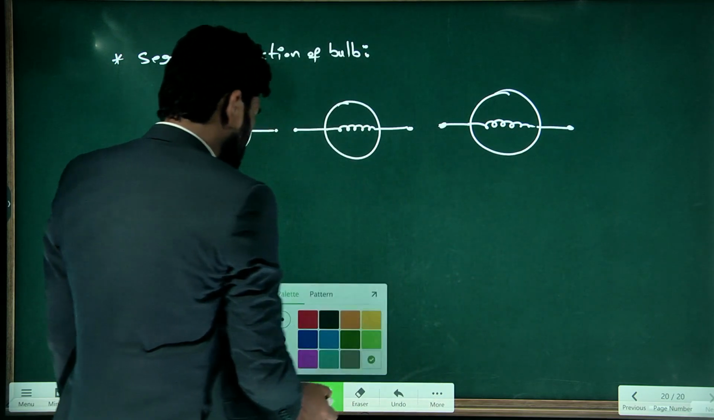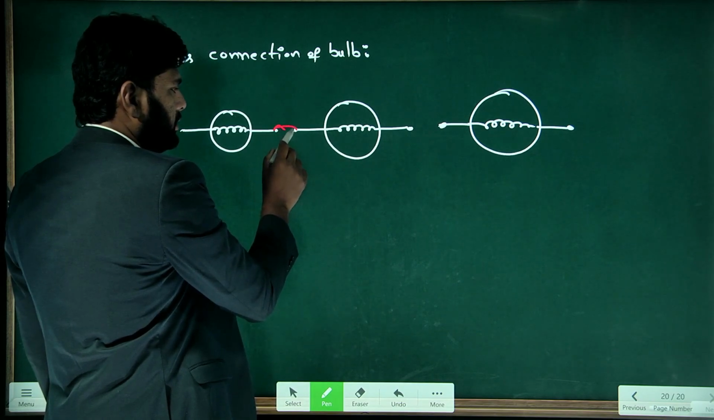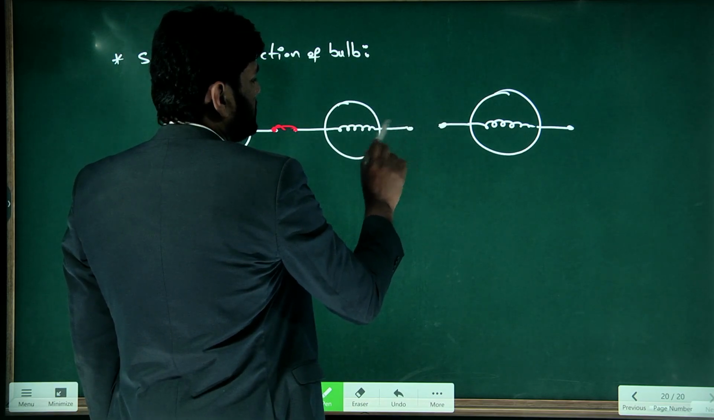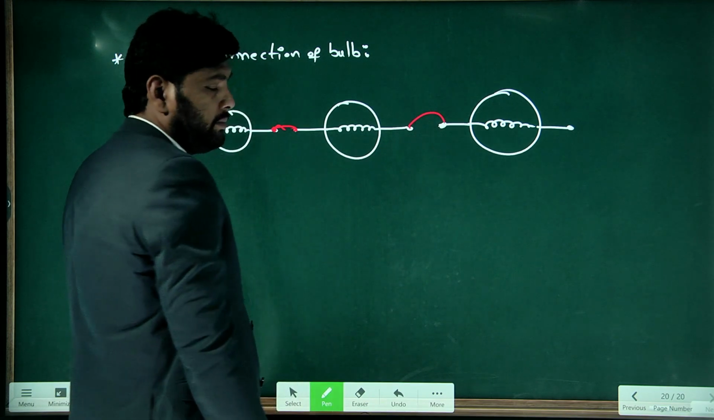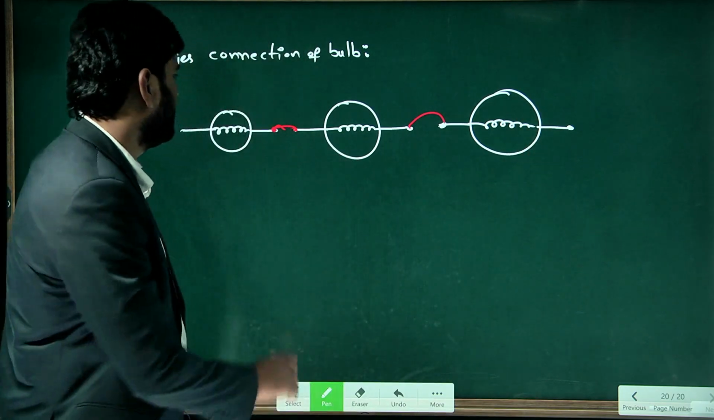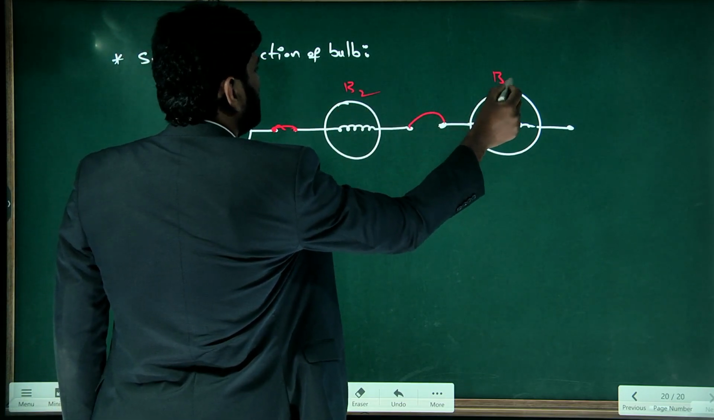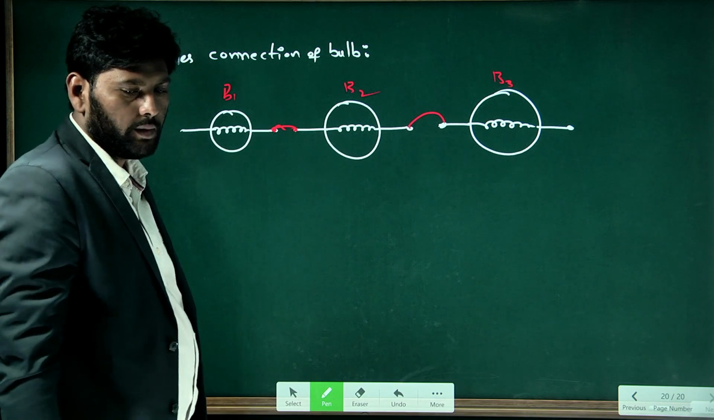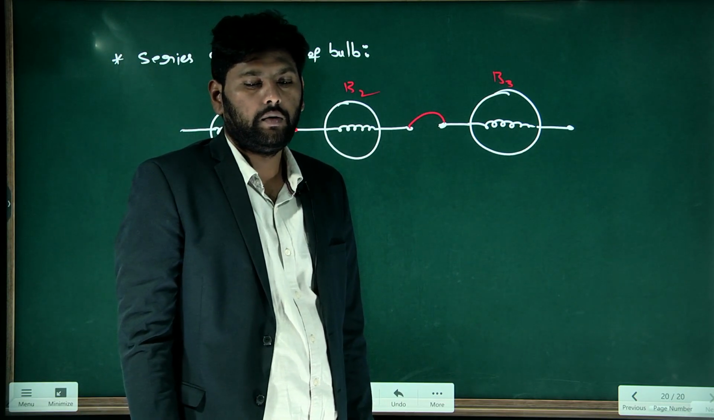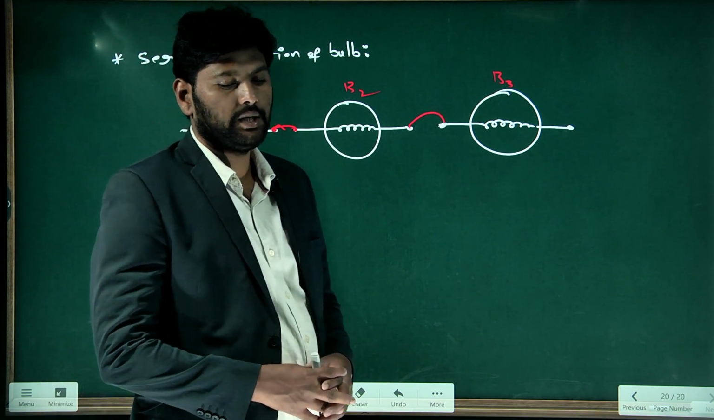So what is meant by series connection? Series connection means the second terminal of the first bulb is connected to the first terminal of the second bulb. The second terminal of the second bulb is connected to the first terminal of the third bulb. In such a way, you can connect all the bulbs, where B1, B2, B3 are the bulbs. This type of connection is known as series connection.